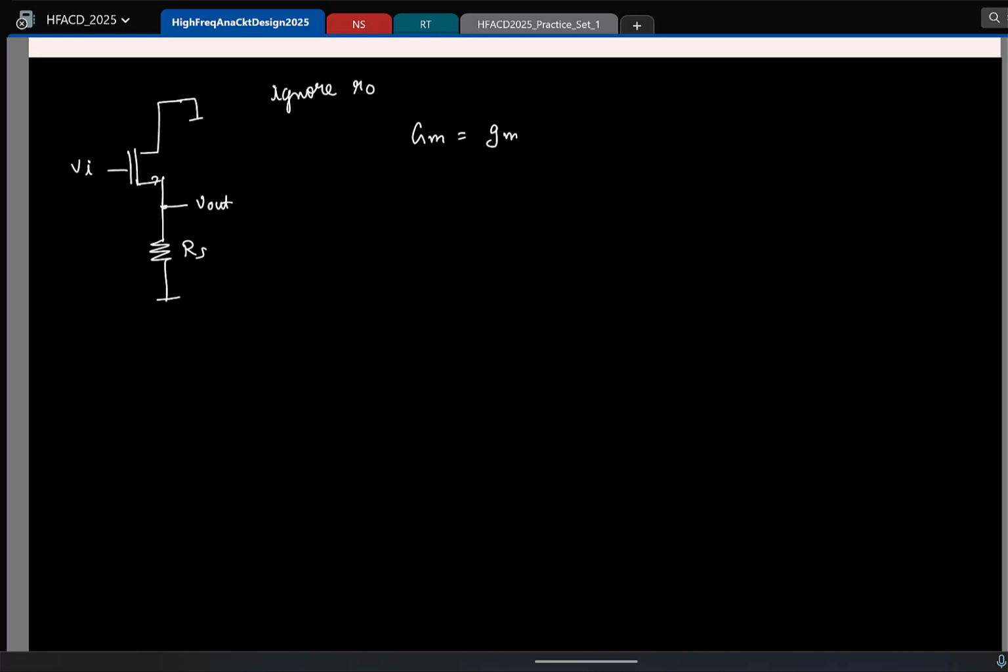And what is the output resistance? Yeah, I've ignored R naught essentially. So looking up it is 1 by Gm. But what is the resistance looking down? I mean, I have 1 by Gm here, Rs here. Both are in parallel. So R out is Rs parallel with 1 by Gm. So if I find V out by Vi, I'll call it A. So that will be Gm times this. If you simplify, you'll get Gm Rs by 1 plus Gm Rs.